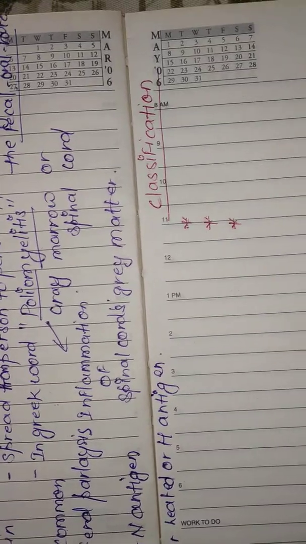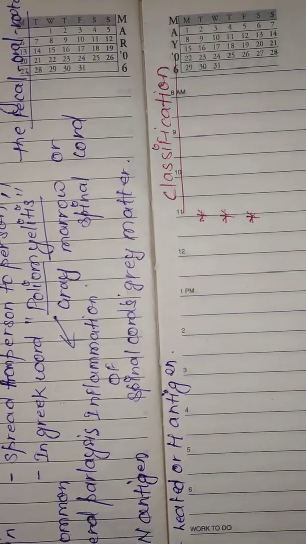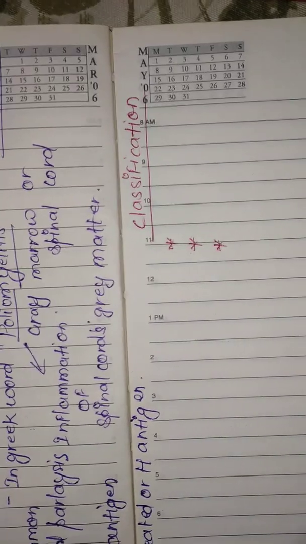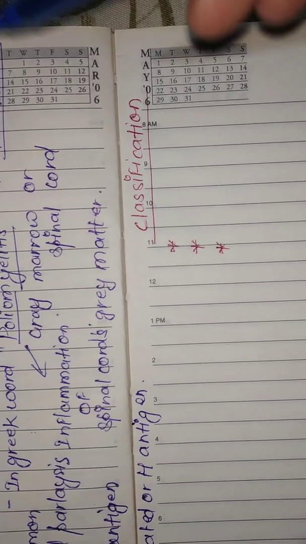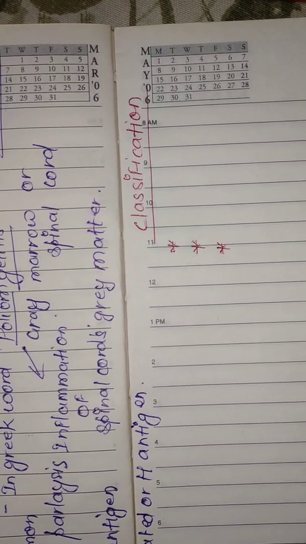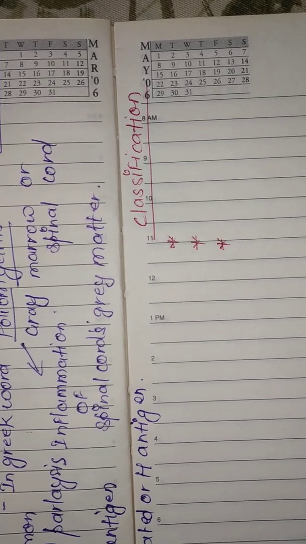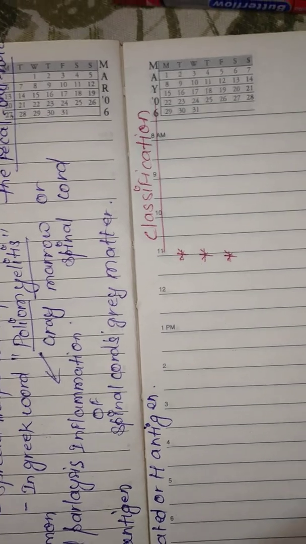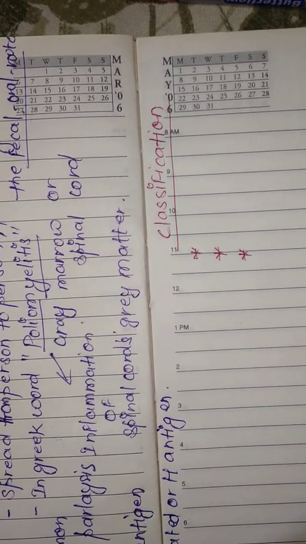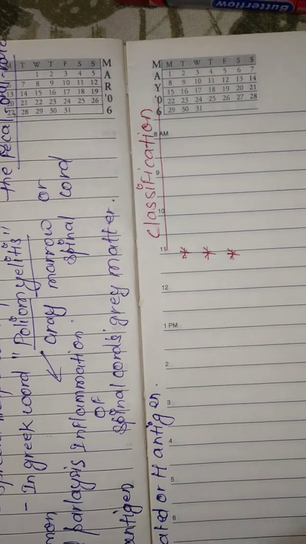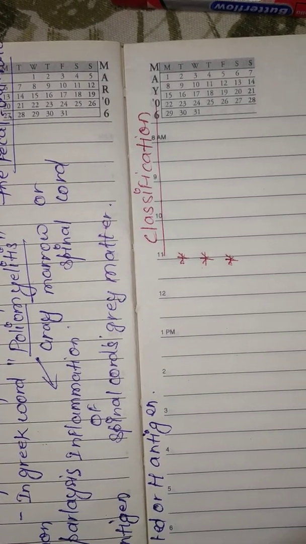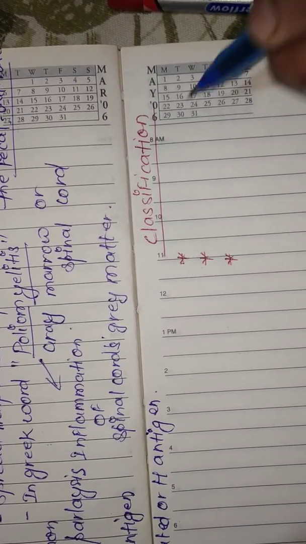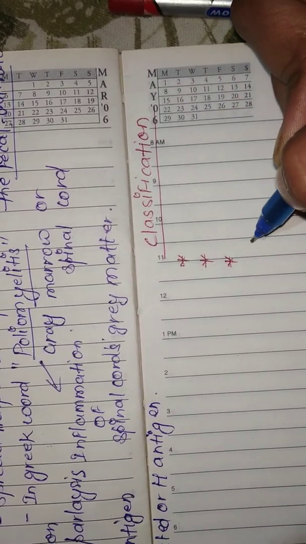Now we will talk about the classifications of polio. In about 1% of cases, the virus enters the central nervous system, infecting and destroying the motor neurons, leading to muscle weakness and acute flaccid paralysis. Depending upon the nerves involved in this infectious disease, poliomyelitis is classified into three types.